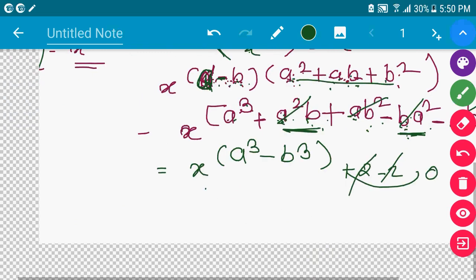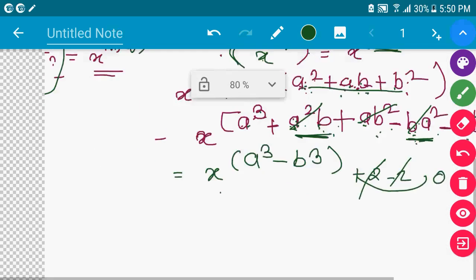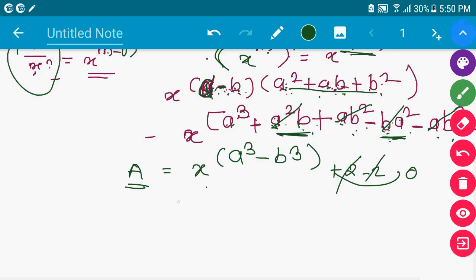Okay. Then our second portion, which is B. Now this is our answer A. Now what is B? B is given to us, which is x raised to B, x raised to C.